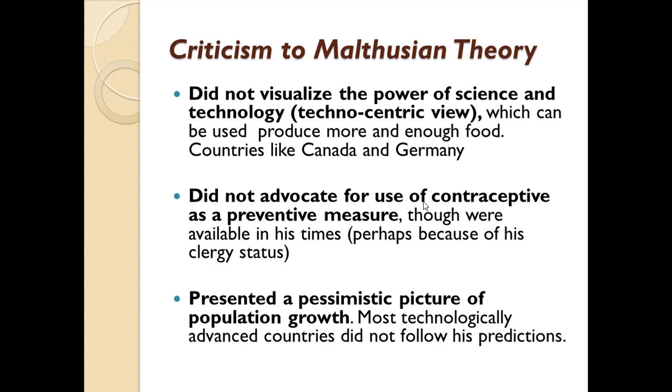But of course his theory has been criticized that it did not visualize the power of science and technology. In other words, the technocentric view of development, which can be used to produce more and enough food, considering that, for instance, Canada or Germany or other countries are using such measures to produce more food that would sufficiently cater for the ever-growing population. For instance, now we have urban farming where someone can cultivate all sorts of food in a small piece of land, and be able to feed quite a big number of people. So that's the technology that Malthus did not visualize.